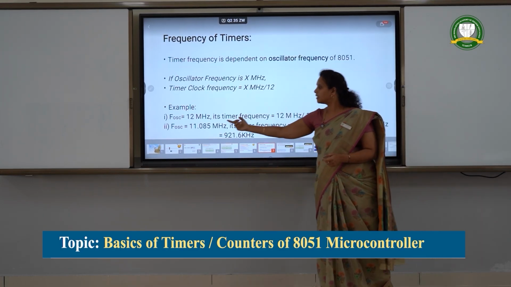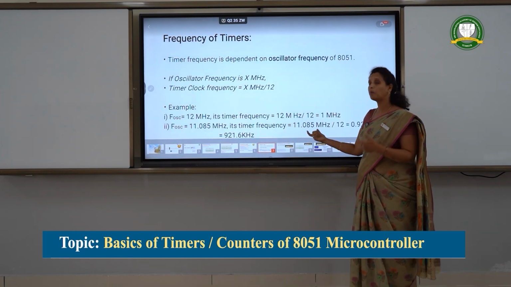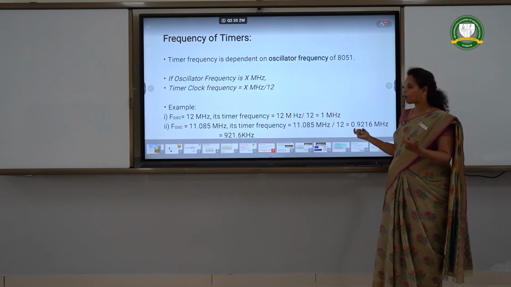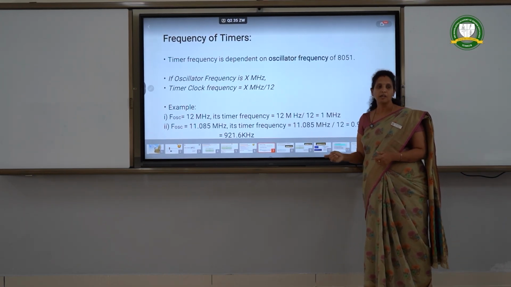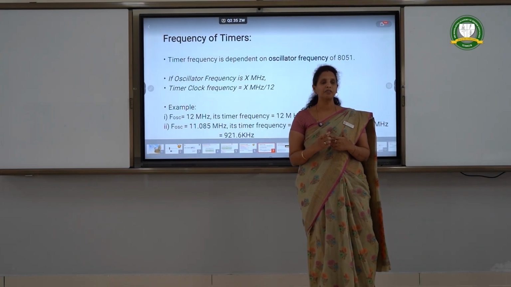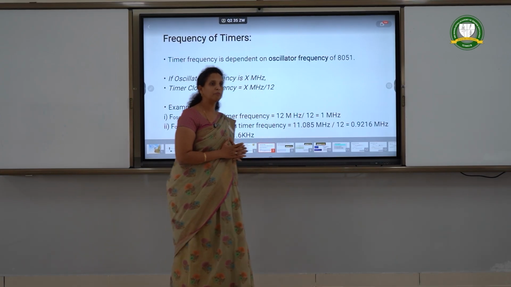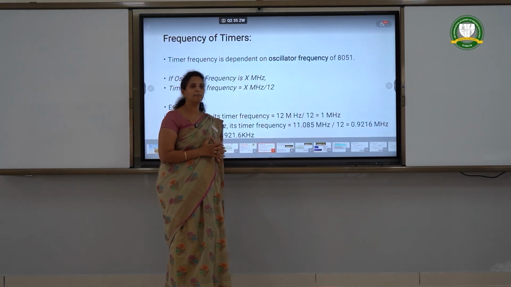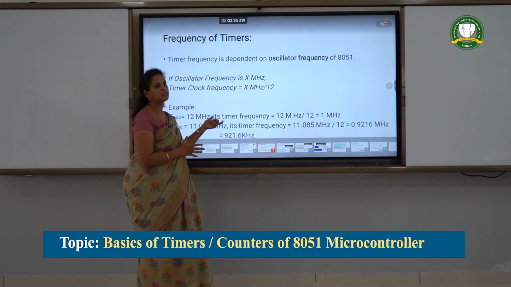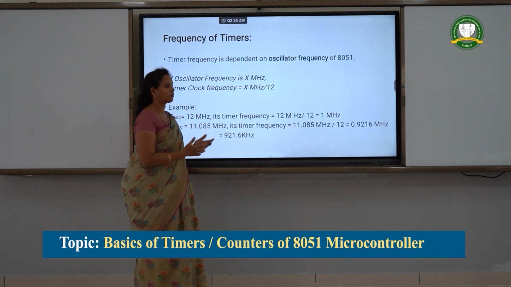Similarly, if the oscillator frequency is 11.0592 megahertz, its timer frequency will be 1 by 12th of that value, that is nothing but 0.9216 megahertz or 921.6 kilohertz. So we know that the timer frequency is basically dependent on the oscillator frequency of the microcontroller. The standard frequency of the 8051 microcontroller is 11.0592 megahertz. It can be varied also. Based on the variation of the oscillator frequency, the timer frequency also will be varied. That is, 1 by 12th of the oscillator frequency will be the timer frequency.